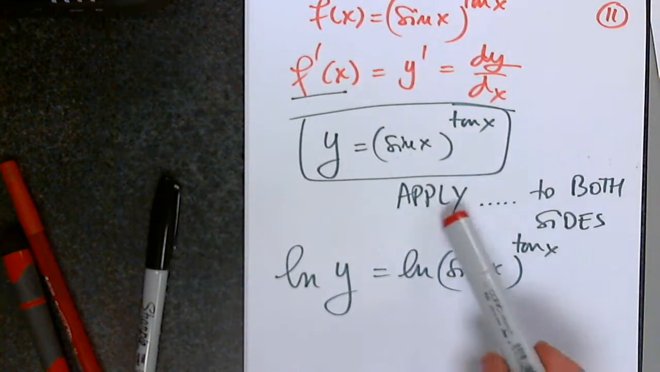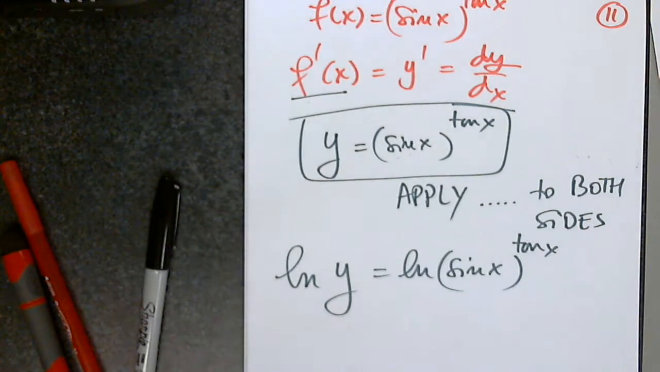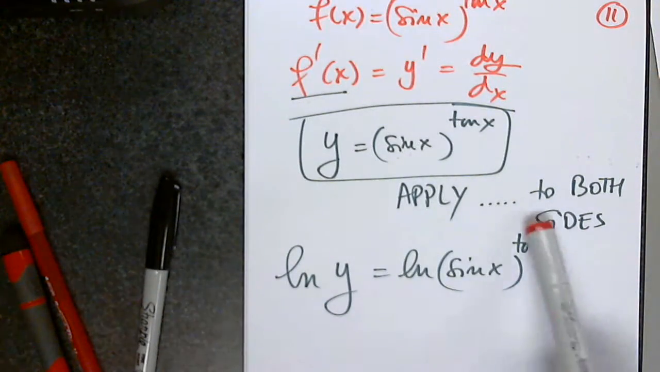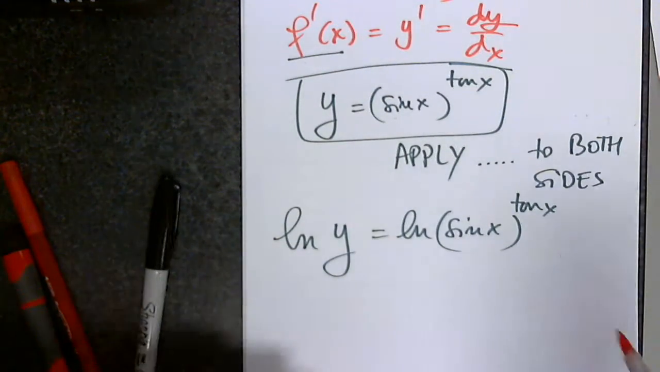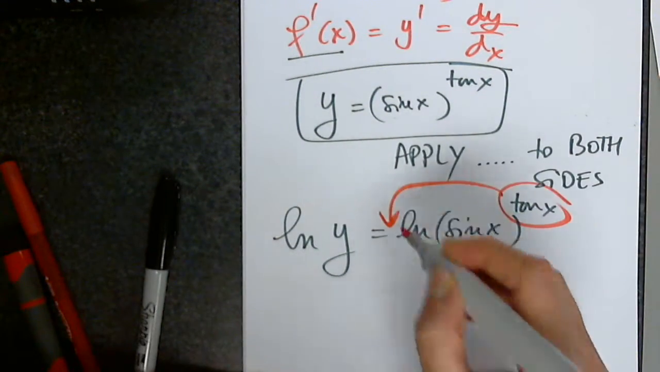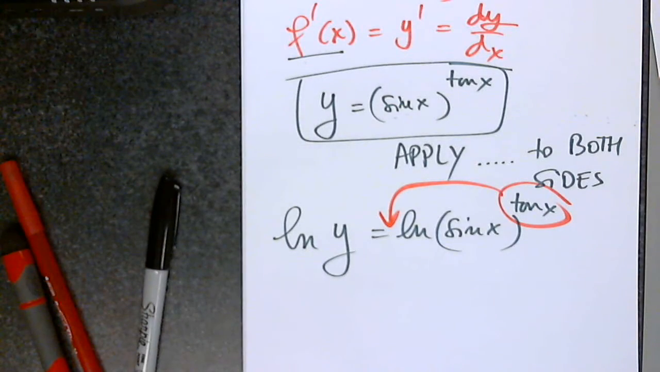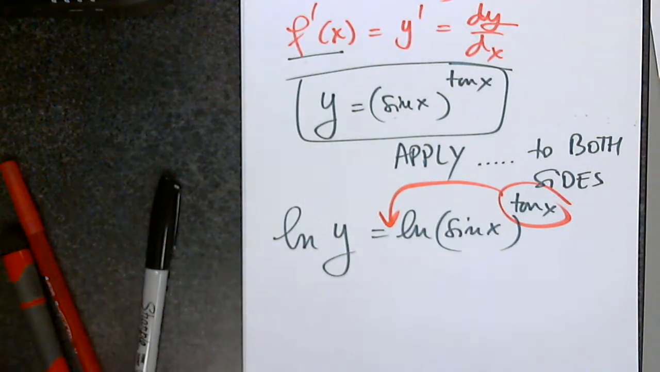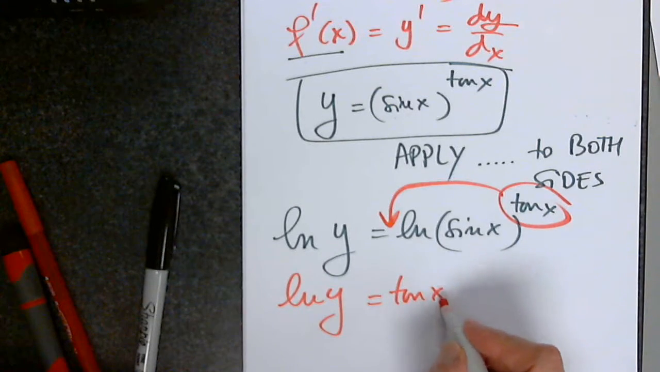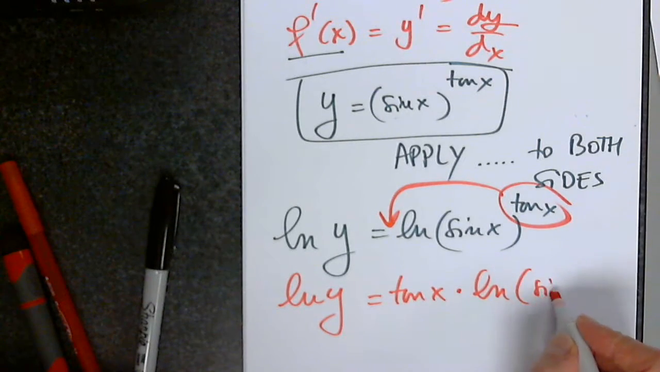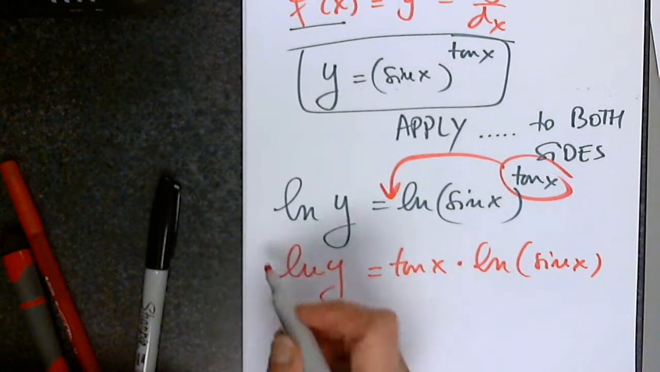Now, is there anything that I can do to the right-hand side? There is nothing I can do to the left-hand side. But is there anything I'm allowed to do to the right-hand side? Want to bring tangent x in the front? Absolutely. That becomes a factor in front. And now you know why I applied natural log. Because the left-hand side is natural log y. The right-hand side is tangent x multiplied by natural log of sine x. And now I can differentiate.